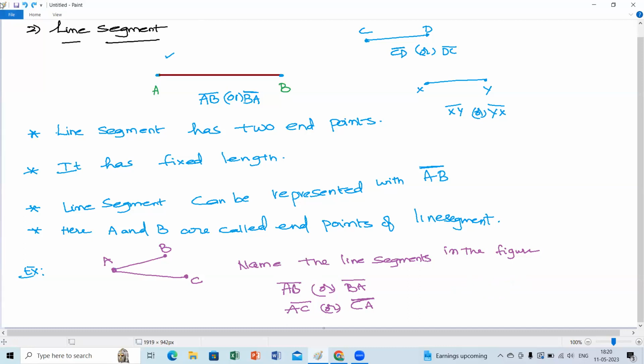Is A the endpoint of each line segment? Yes, here is one more question. A is the endpoint for both the line segments. Yes, ma'am. If you see AB or BA, this is an endpoint. And AC or CA is connected through A only. So we can say A is the endpoint of each line segment. A is the common point for the AB line segment and the AC line segment.